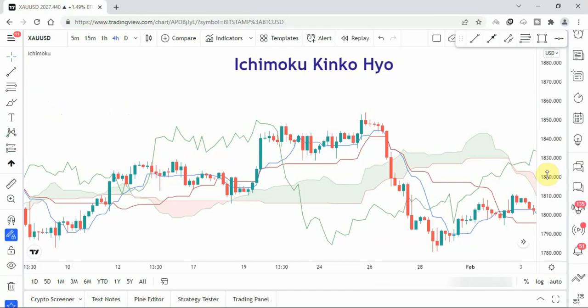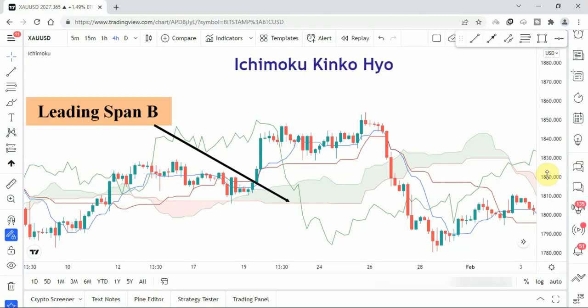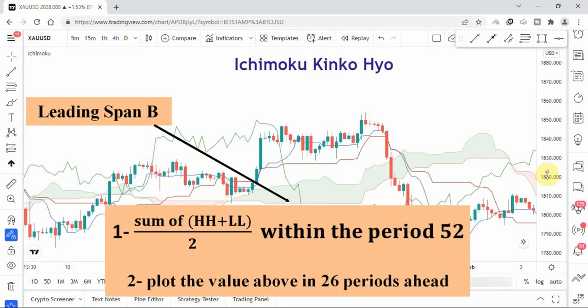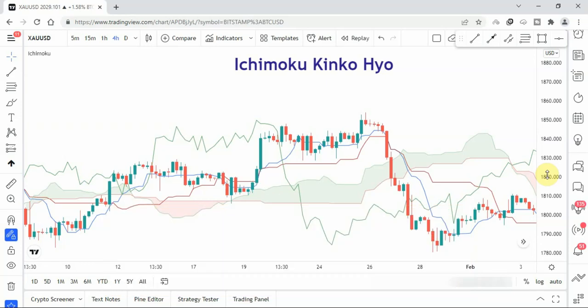Number 4. The fourth component is leading span B or Senkou span B. The sum of the highest high and the lowest low divided by 2 in the period 52 results in a value. Then we do the same as leading span A, plotting this value 26 periods ahead.